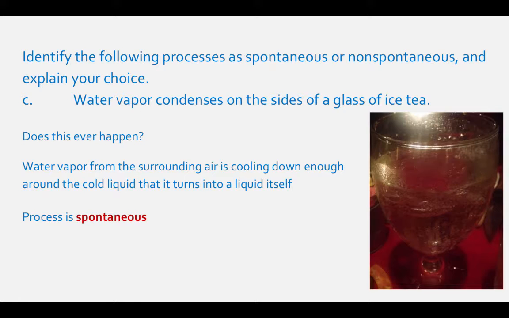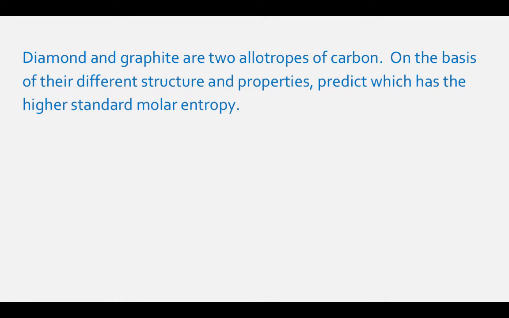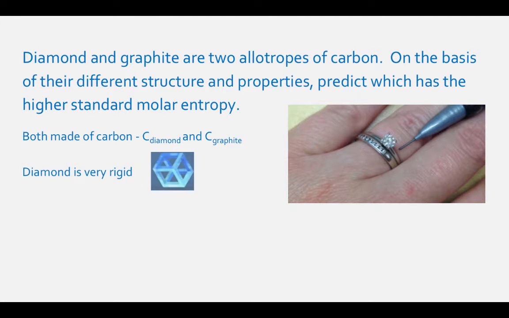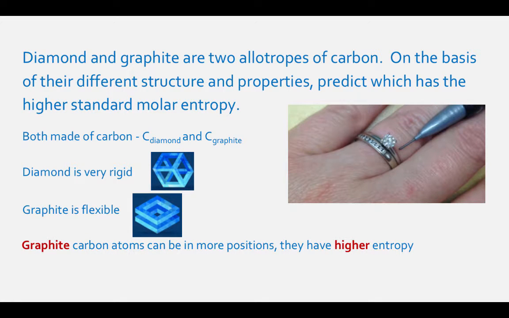Diamond and graphite are two allotropes of carbon. On the basis of their different structure and properties, predict which has the higher standard molar entropy. Diamond and graphite are both made of carbon. Diamond has a very rigid structure, which makes it one of the hardest substances on Earth, and graphite has a more flexible structure with layers of carbon that can pass by each other. Since graphite is more flexible, it has a higher entropy because the carbon atoms can be in a lot of different positions.